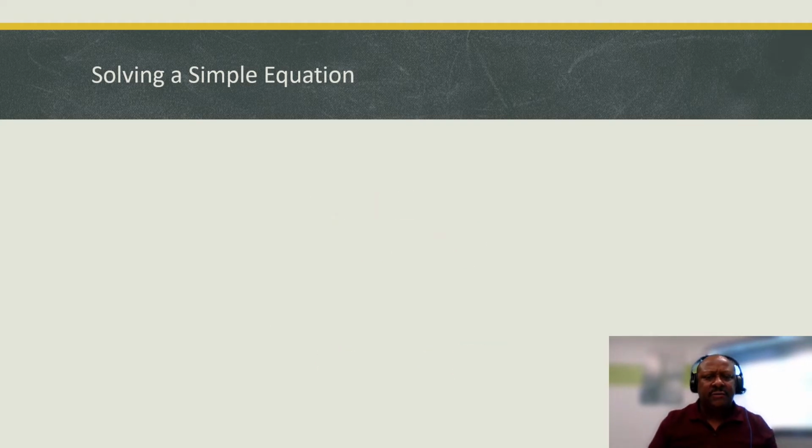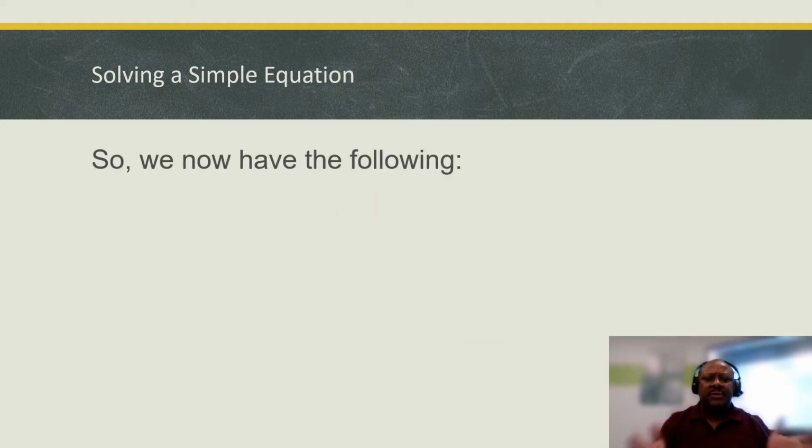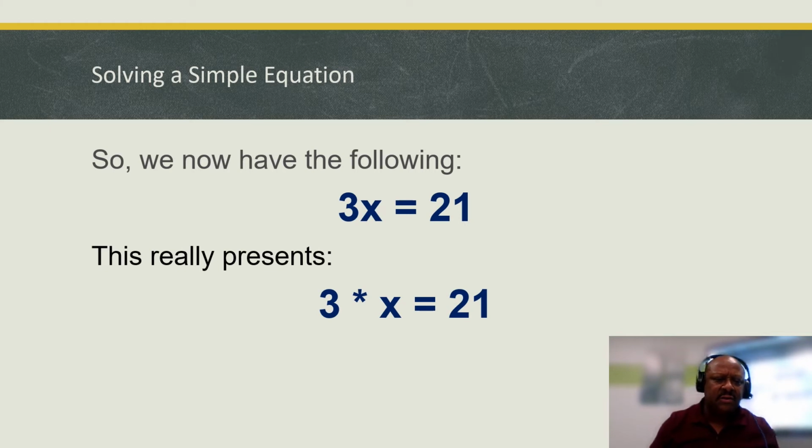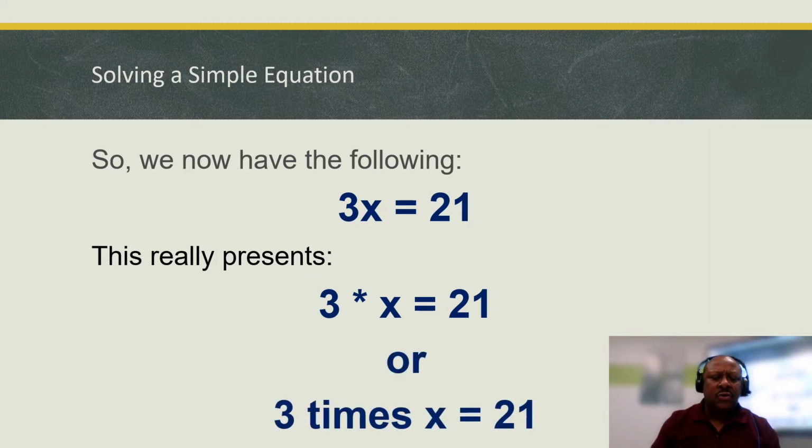So what's next? Now we have 3x equals 21. If you don't know how to understand what 3x is, you can say that's 3 times x equals 21. You can write it out and say that's 3 times x equals 21. That's basically what it means.